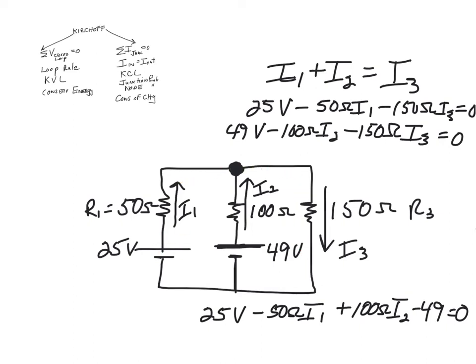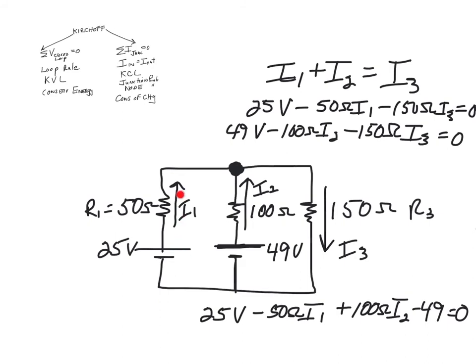So we have 25 volts. When you go in the direction of the current, it's negative: minus 50 ohms I1, direction of the current, negative, minus 150 ohms I3. All that has to equal 0. Now if we do this loop, we have 49 volts, a voltage drop going in the direction of the current, minus 100 ohms I2, another voltage drop, minus 150 ohms I3 equals 0.